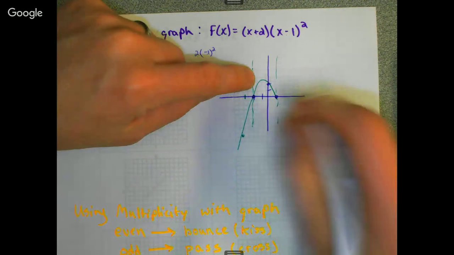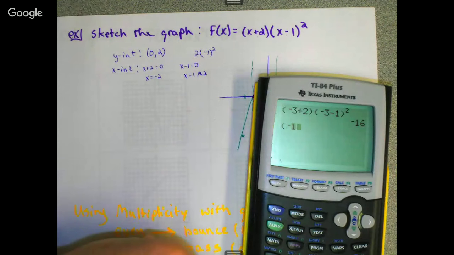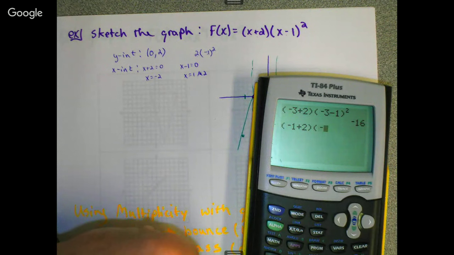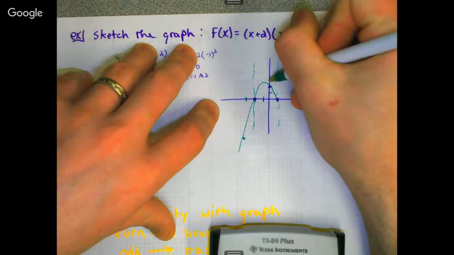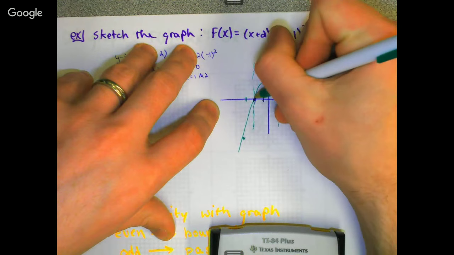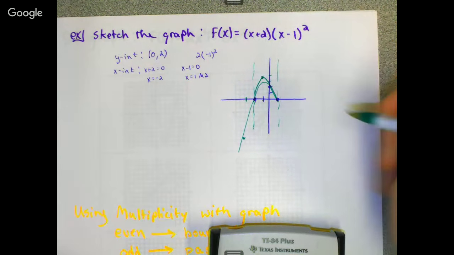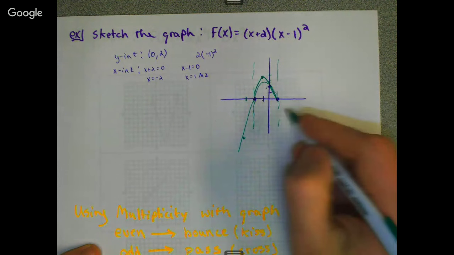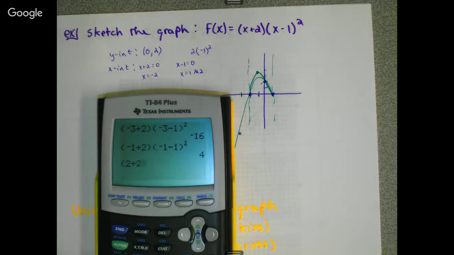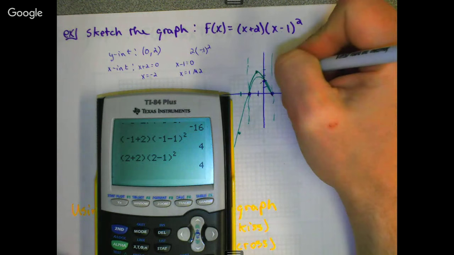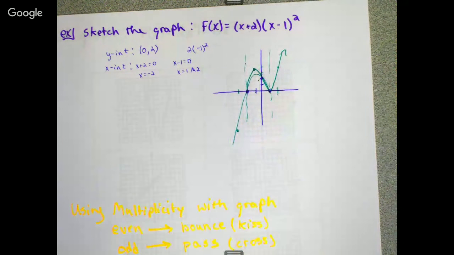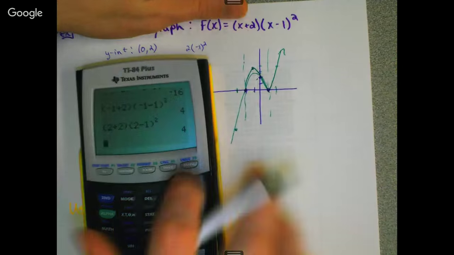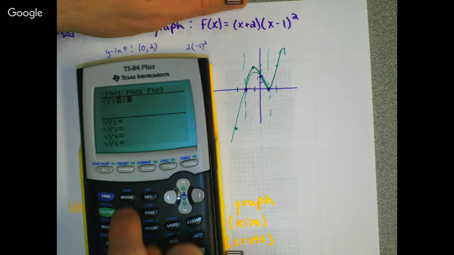I might plug in -1. So -1 plus 2, -1 minus 1 squared. I get 4. So at -1, 1, 2, 3, 4. So that's way up there. And then it comes back down to there. And then over here I might pick 2. So I've got 2 plus 2, 2 minus 1 squared. So 4. So back up here. So then it turns around and goes the other way. Well, there's my sketch graph, and we can put it on here so we can see what it looks like.